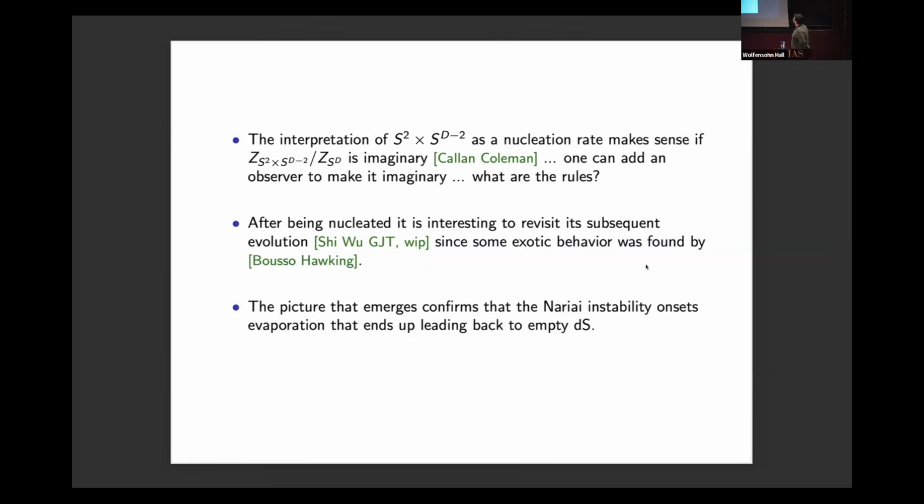Something else we're studying is what happens after the Nariai black hole is nucleated. There is some exotic behavior found by Bousso and Hawking. For example, there is an initial anti-evaporation regime that seems to be very unphysical. So we were revisiting that. We were also looking at whether there are large quantum corrections at the initial moment, similar to the near-extremal black hole ones. But the picture we seem to find is that there is no anti-evaporation and no large quantum correction. Instead, this picture of the near-Nariai black hole just evaporating and disappearing seems to be the right answer.